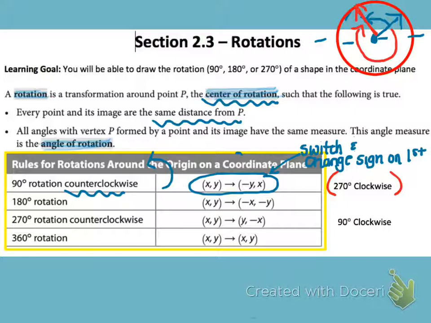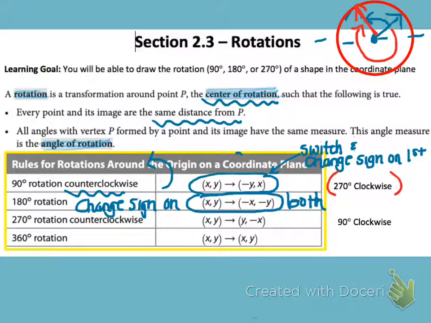Now the next rule is rotating 180 degrees. It doesn't matter which direction you're going there, because 180 degrees takes you halfway around, and you'd be at the same exact place whichever direction you go. So they didn't indicate counterclockwise or clockwise here. So to rotate 180 degrees, all that you have to do is change the sign on both. So it takes the X and makes it its opposite, takes the Y and makes it its opposite, and that will rotate 180 degrees.